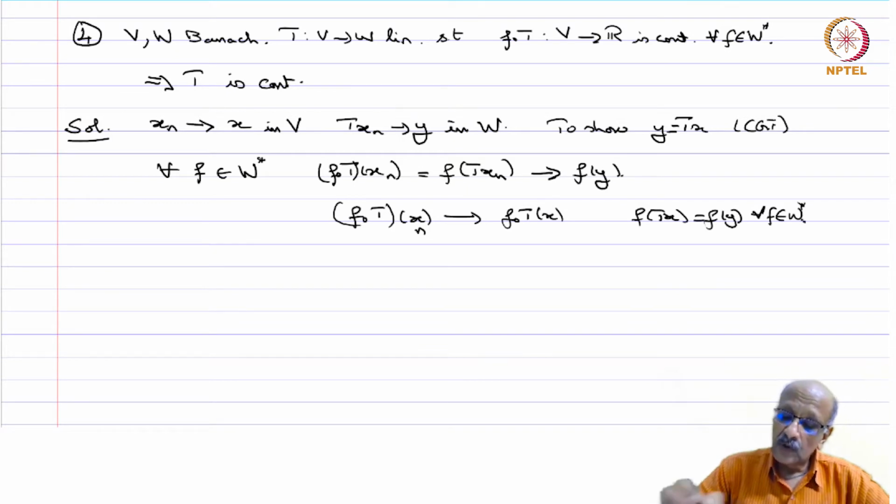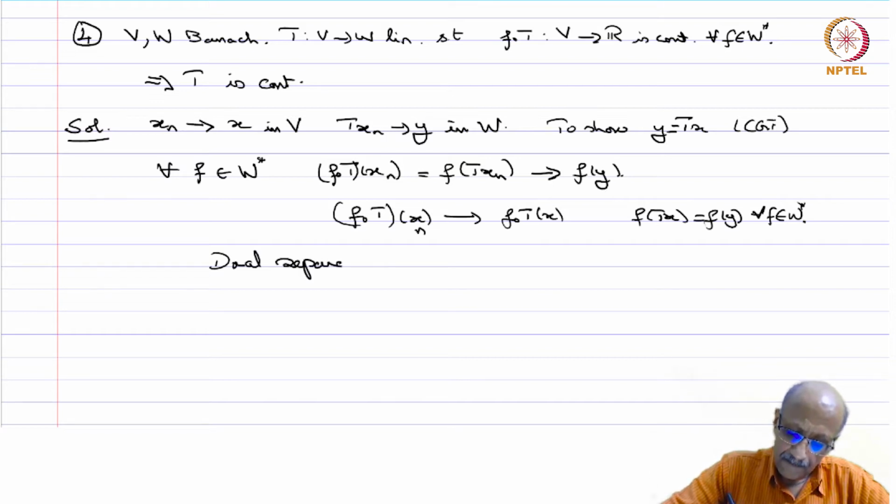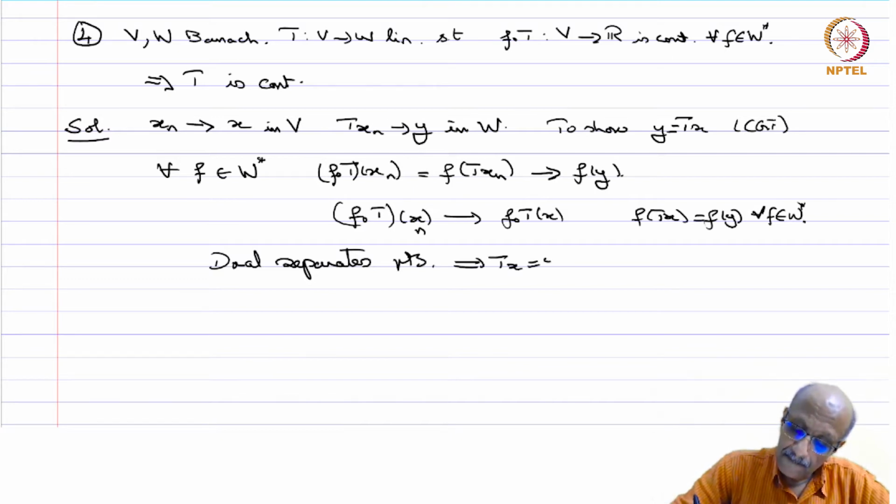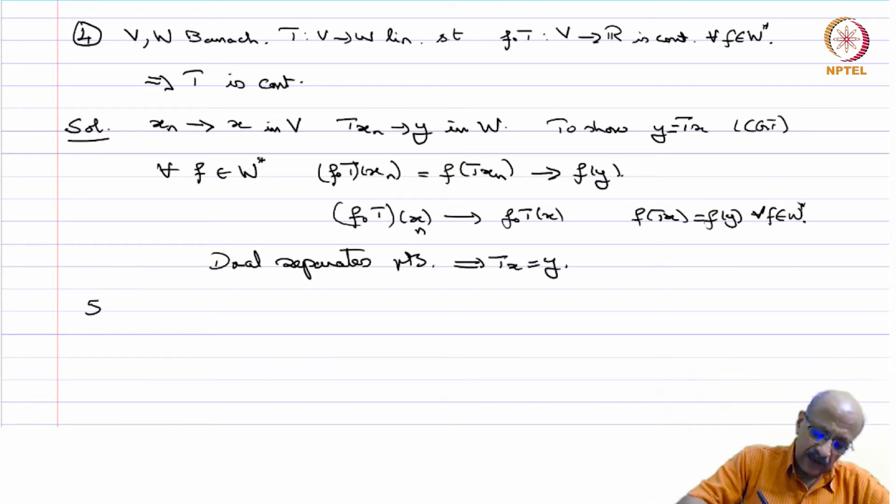And since we know that the dual separates points by the Hahn-Banach theorem, this implies that Tx equals Y. So by the closed graph theorem, you see how easily we can use the closed graph theorem.